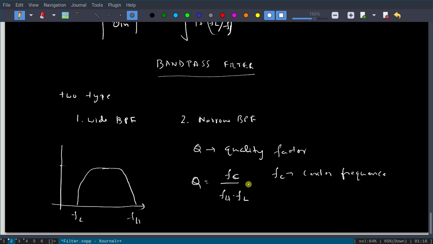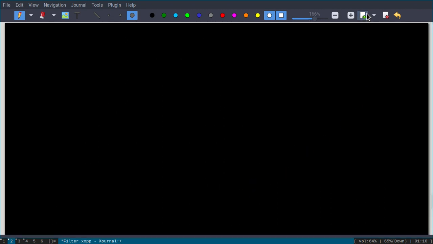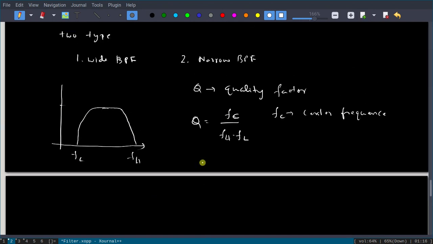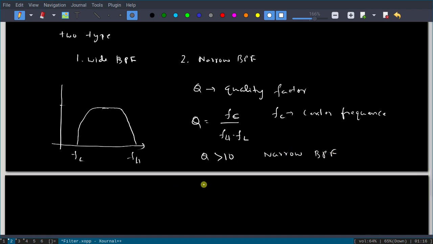Okay, so if you calculate and find that Q is greater than 10, it is a narrow band pass filter. And if Q is less than 10, then it is called wide band. So it depends on the bandwidth. If the bandwidth is very narrow, you are very selective in picking up the frequencies, then it is called a narrow band pass filter. Okay, so we will discuss wide band pass filter in this video.